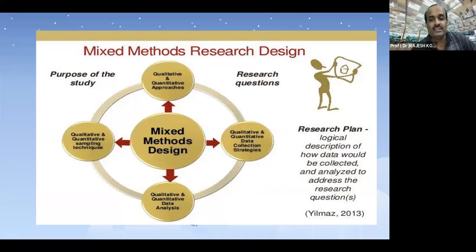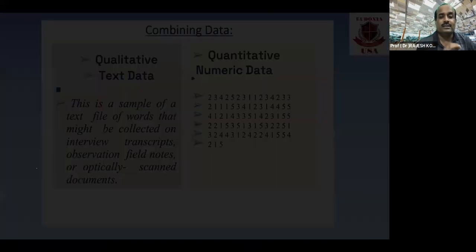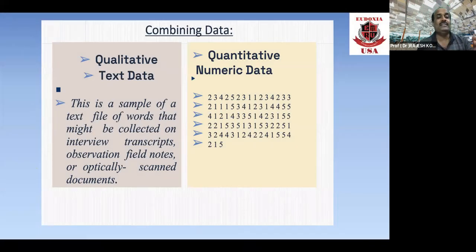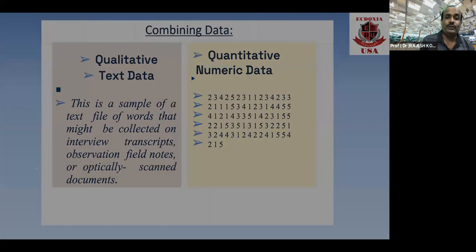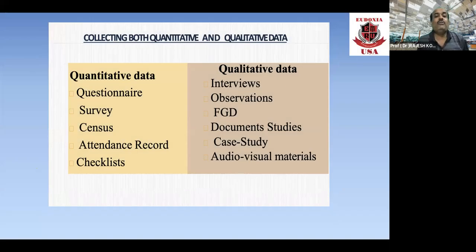So a research plan is a logical description of how data would be collected and analyzed to solve the research questions. You can combine qualitative data and quantitative data. You can have quantitative data from a questionnaire, survey, census, attendance records, and a checklist. For qualitative data, you can interview people, the respondents, and use observation, focus group discussions, document studies, case studies, and audiovisual materials. You can use these for collecting the data.